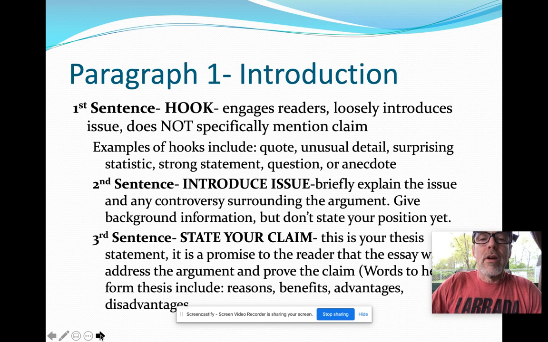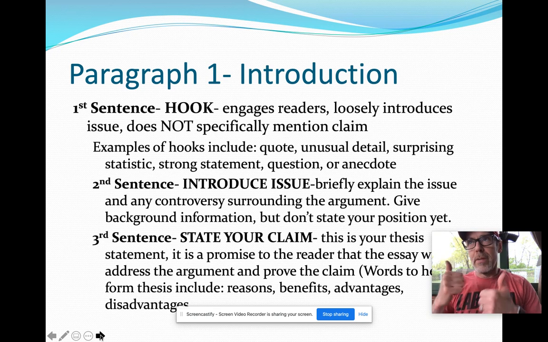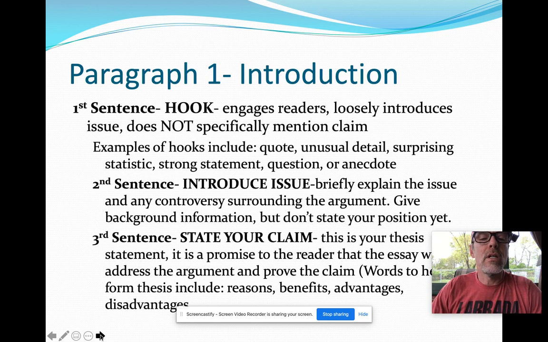All right, so your paragraph number 1 is the introduction paragraph. So paragraph 1 is the introduction. Paragraph 2, 3, and 4 are the body. Paragraph 5 is the conclusion.